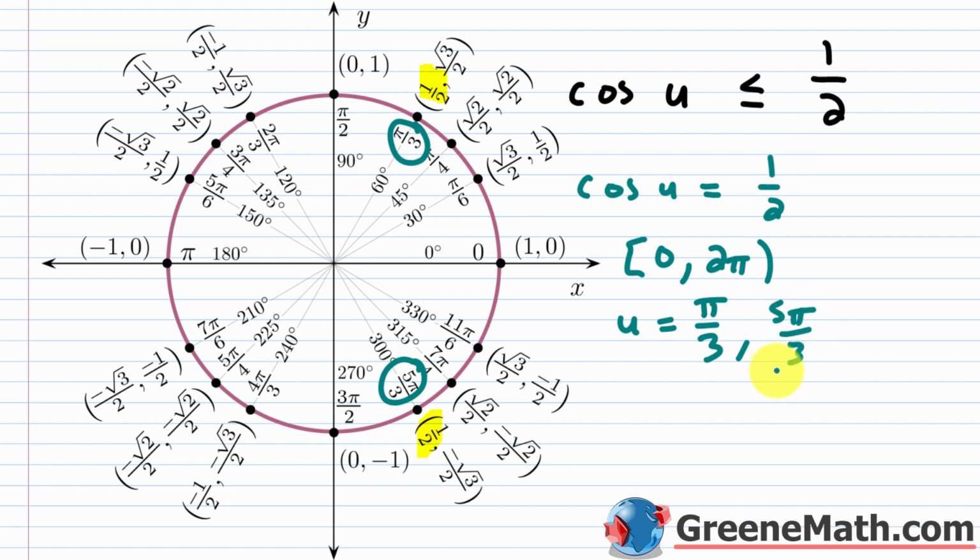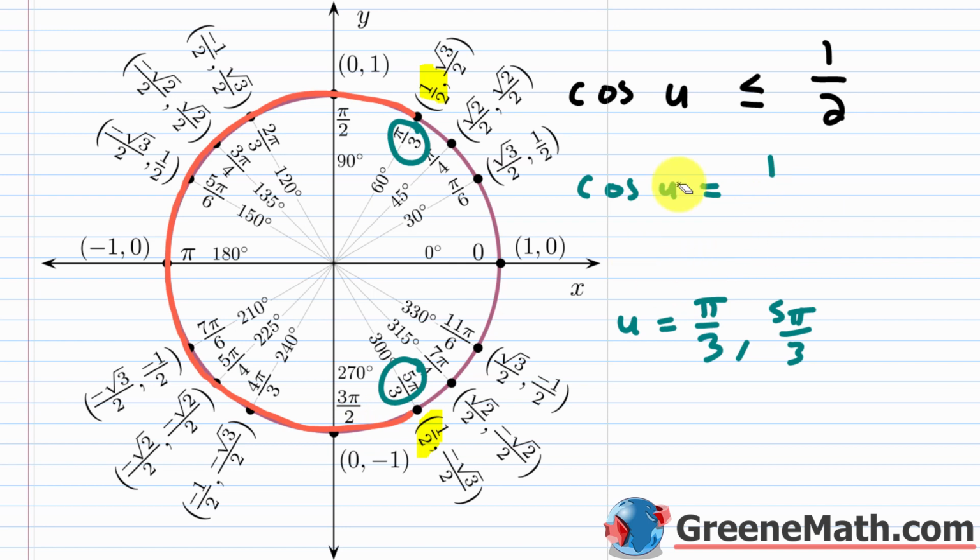So where's the cosine value less than 1/2? We know where it's equal to 1/2. If I look between these guys, you'll notice that the cosine value is actually greater than 1/2. You have square root of 2 over 2, square root of 3 over 2, 1, square root of 3 over 2, square root of 2 over 2. So this is not going to work. What you're going to want is this part right here. So basically, between pi over 3 and 5 pi over 3, that's what you want to put down as your solution. Now again, this is in terms of u.